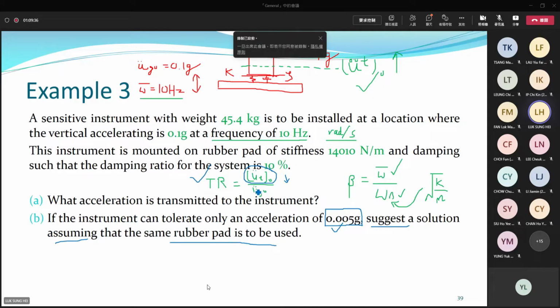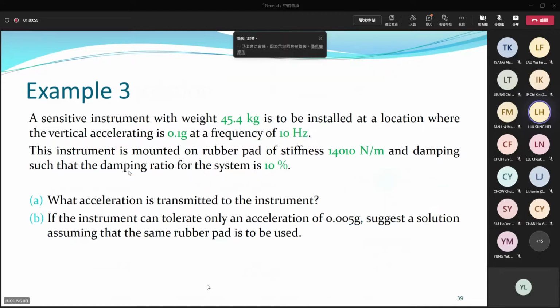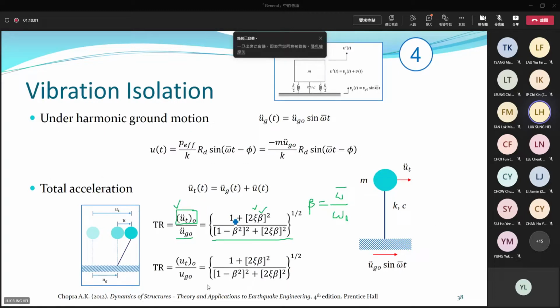But you cannot reduce ground acceleration because it is an external effect. Ground acceleration is 0.1 g. You cannot change this number, otherwise you don't need to calculate the problem. So you are only able to adjust TR according to this formula. How to adjust TR? According to our discussion, TR depends on two things, beta and damping ratio. You can adjust beta and you can adjust the damping ratio in order to reduce TR.